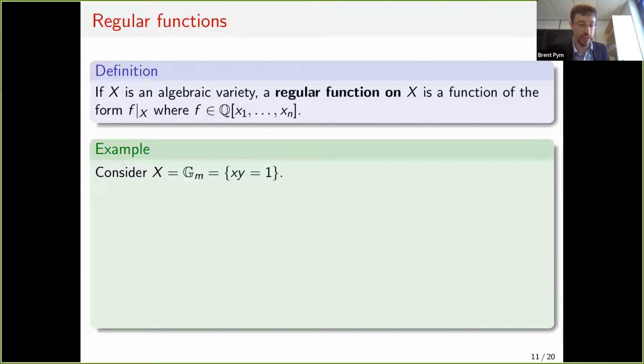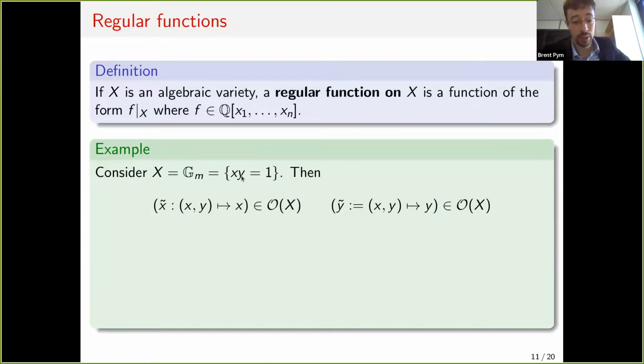So let's go back to this example of G_m. X is given by the equation little x times y is equal to 1. So there are obvious functions on here which pick out the x coordinate and the y coordinate. I'll call them x tilde and y tilde. Those are polynomials in the variables x and y, and I've taken them and restricted them to this set of solutions, big X. I should say that the standard notation for the set of regular functions is this curly O of X.